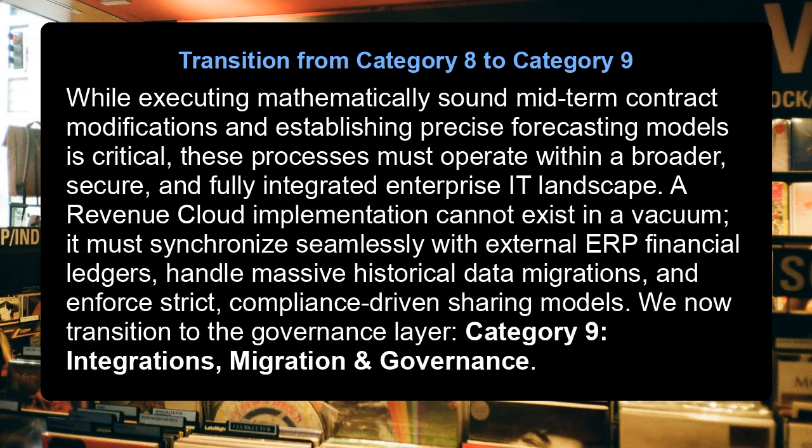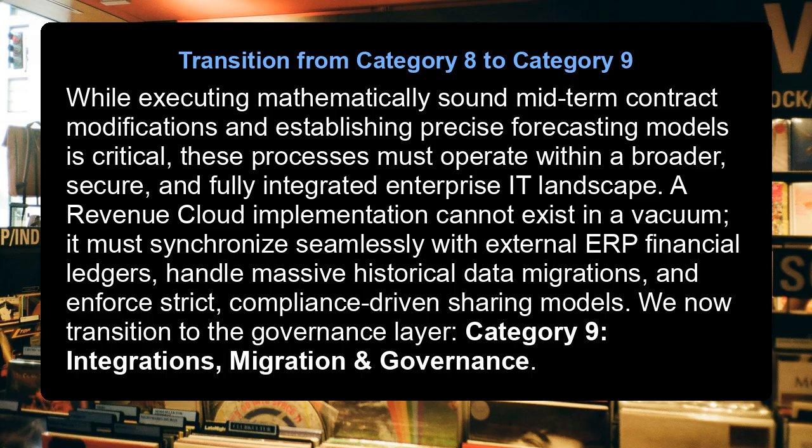Transition from Category 8 to Category 9. While executing mathematically sound midterm contract modifications and establishing precise forecasting models is critical, these processes must operate within a broader, secure, and fully integrated enterprise IT landscape. A Revenue Cloud implementation cannot exist in a vacuum. It must synchronize seamlessly with external ERP financial ledgers, handle massive historical data migrations, and enforce strict, compliance-driven sharing models. We now transition to the governance layer.